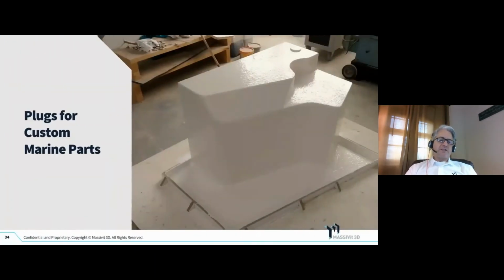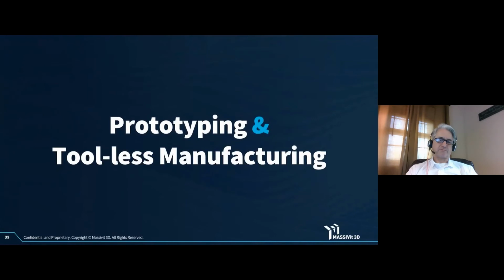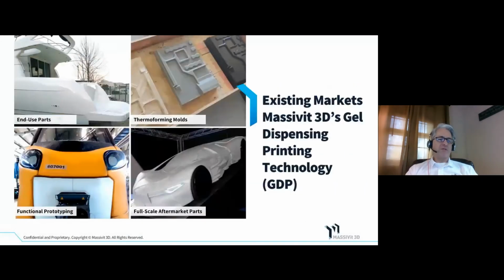So another application, and it doesn't speak directly to the cast in motion technology and the Massivit 10,000, but our gel dispensing technology allows us to make custom marine parts, plugs, and prototypes really quickly. And we have some history with that with some of our customers. This, I believe, was a new layout to a bathroom on a boat, and they were able to print this and then back it up with fiberglass and gel coat and install it in the boat.